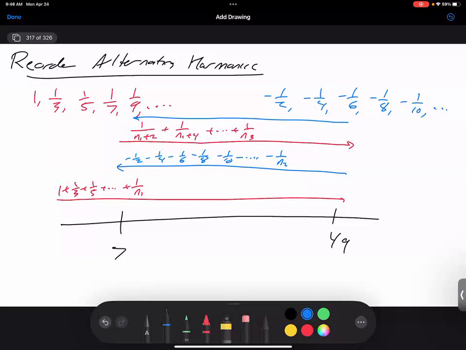Do I have to do 7 and 49? I could actually choose the same number. Anybody have a number they like between 7 and 49? 42. 42. Is that from Hitchhikers?